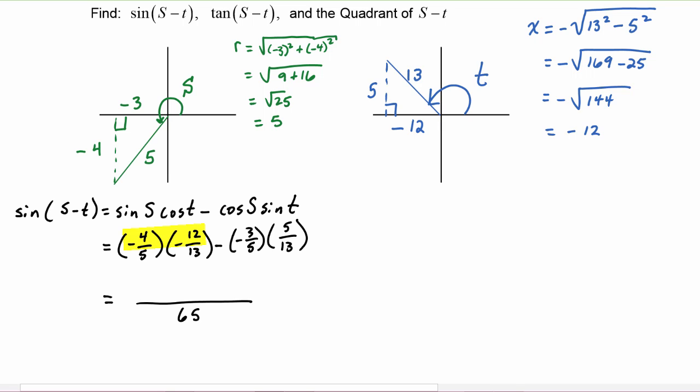When we multiply the numerators of the first product, negative 4 times negative 12 will be positive 48. In the second product, we have negative 3 times 5, which is negative 15, and we're subtracting that, so minus a negative becomes plus 15. And 48 plus 15 is equal to 63. Our denominator is 65, so the sine of S minus T is 63 over 65.